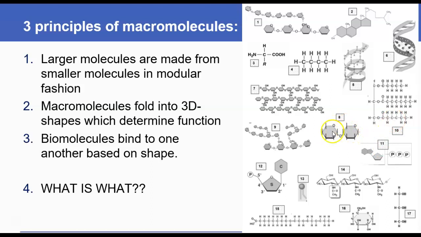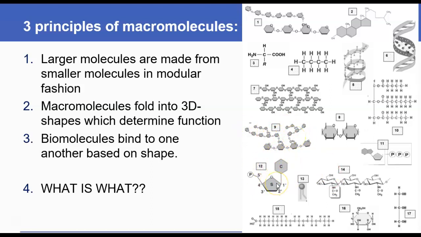Here we have 2 glucose molecules linked together to make a disaccharide. Here, down here, number 9, again, a whole bunch of glucose molecules, so we know it's a carbohydrate, but we have to think, how is it structured? Is it branched? Is it not branched? Does it have some additional functional groups? Nope. So this is glycogen. You see all the branching of those glucose molecules.